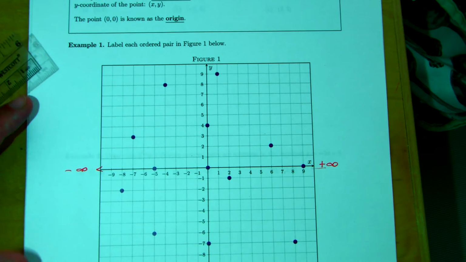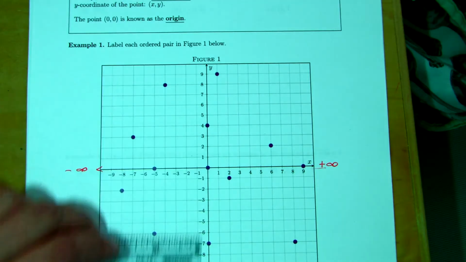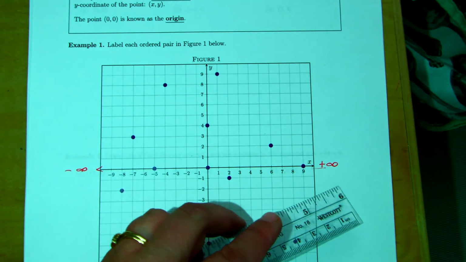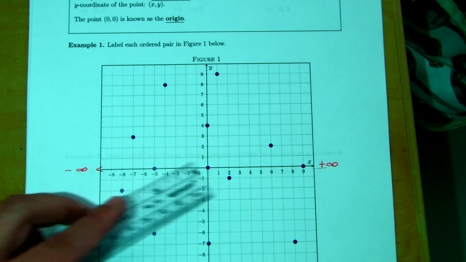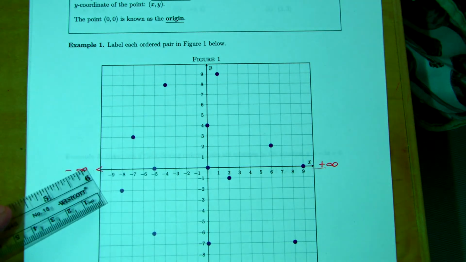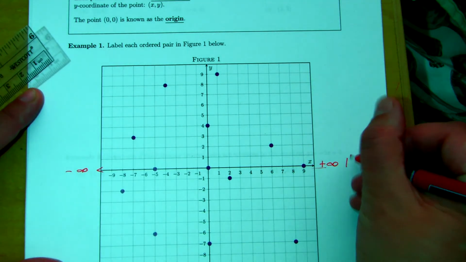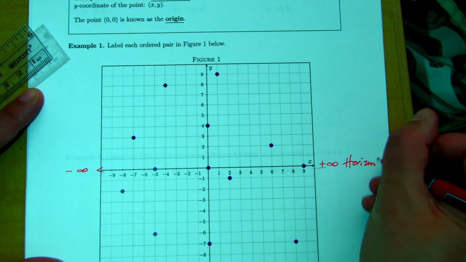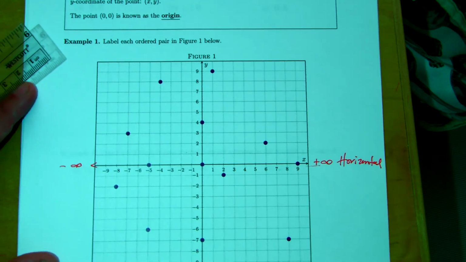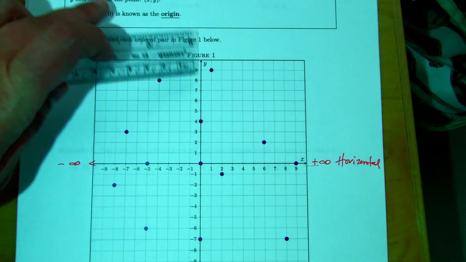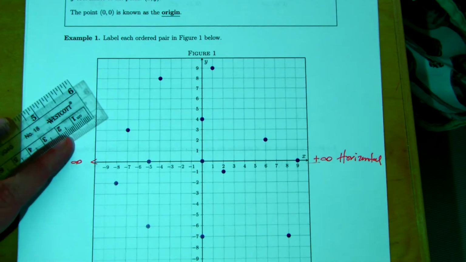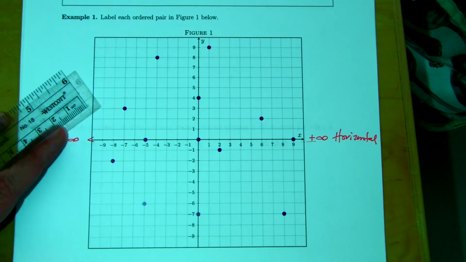Well, now we're going to juxtapose that with the y-axis. And so another name for the x-axis is the horizontal axis. And another name for the y-axis, does anybody know what another name for the y-axis is? Vertical axis, exactly.